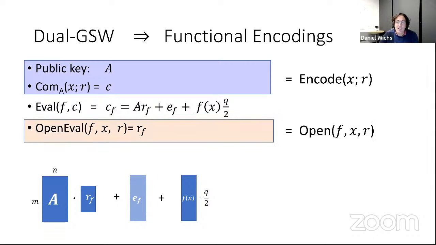And the opening for a function f, so if I want to reveal the output of some function f over x, I'm just going to give you the opening of the homomorphically evaluated commitment. And now you can use this to recover f of x by doing the homomorphic computation, computing c_f, subtracting out A times R_F, and you get f of x times q over 2 plus e_f, which you can use to recover f of x. Okay, so great. So we have functional encoding.